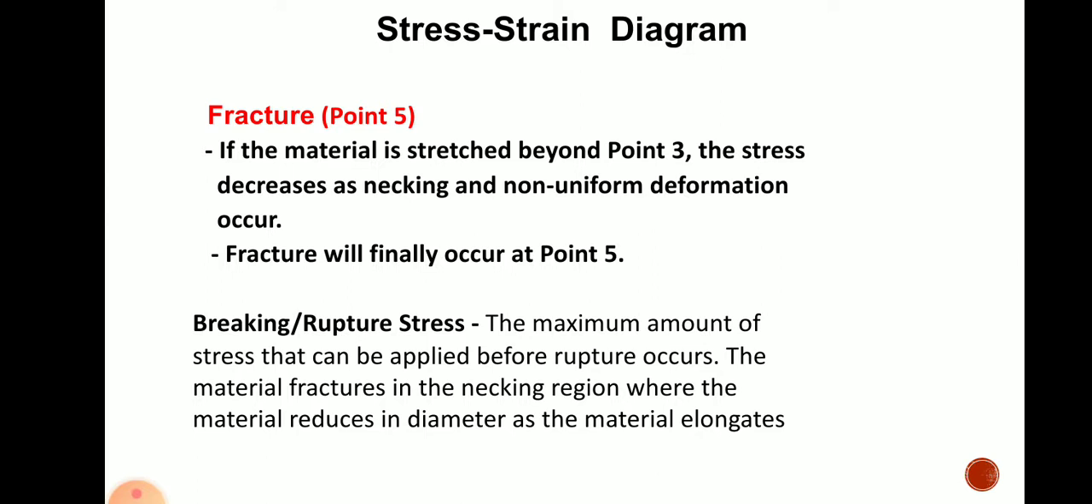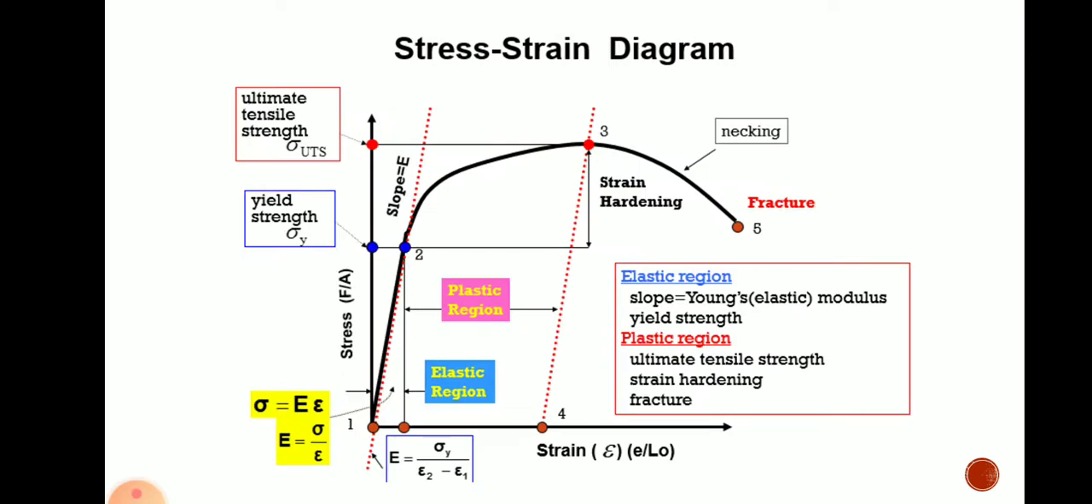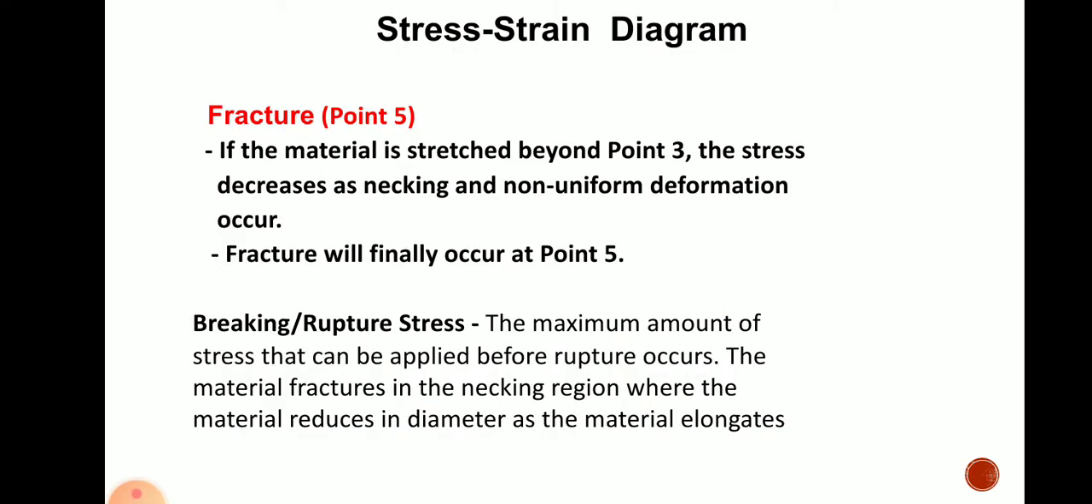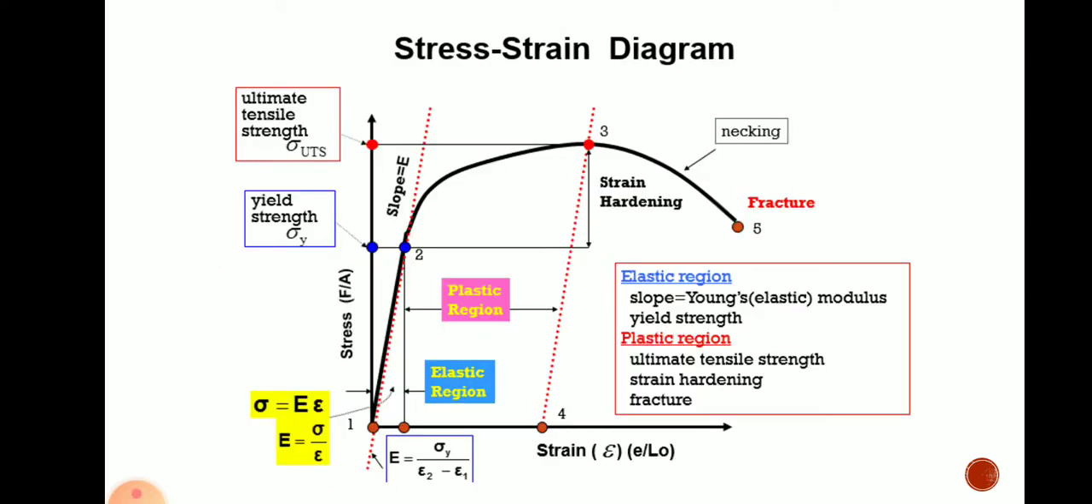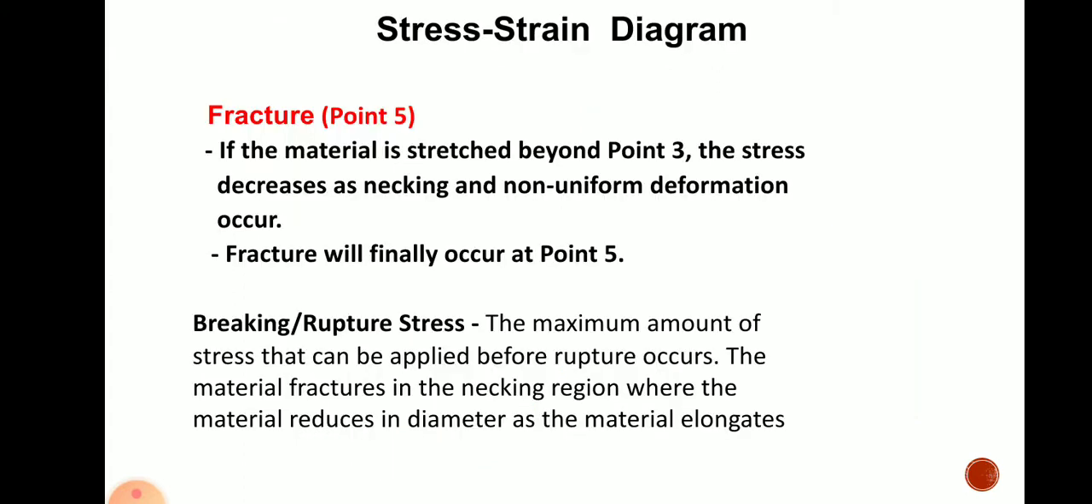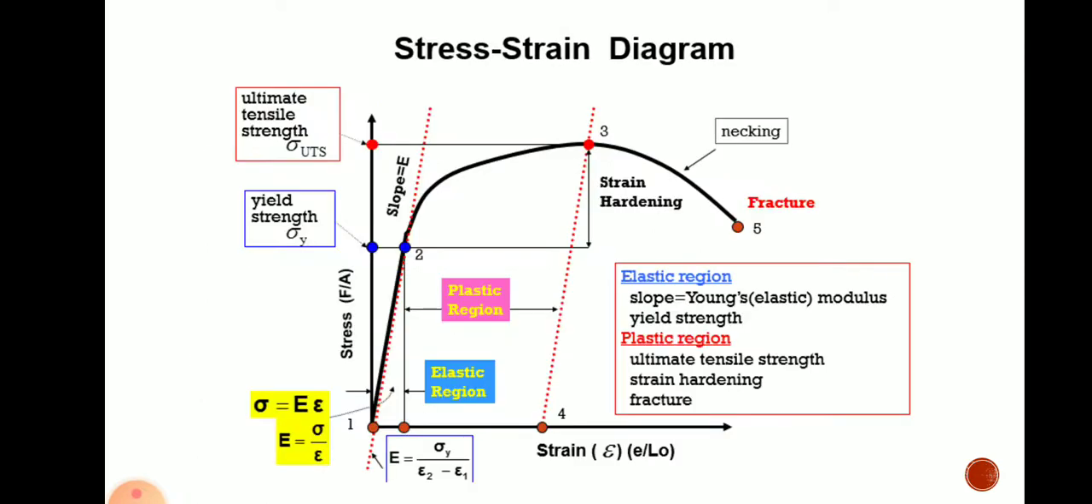The material fractures in the necking region where the material reduces its diameter as the material elongates. So at point 5 we can find out the stress, and that stress is nothing but a rupture stress. That stress we can call as a rupture stress. So 3 stresses or 3 strengths we have found. At point number 2 it is yield strength, at point number 3 it is ultimate tensile strength, and at point number 5 there is a breaking or rupture strength.